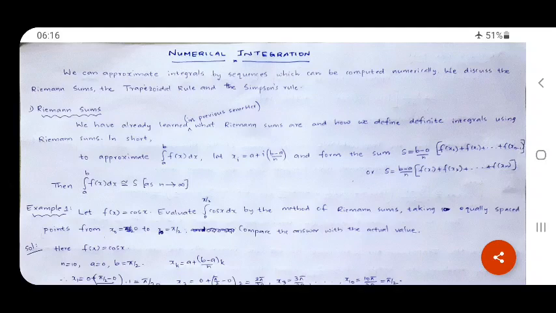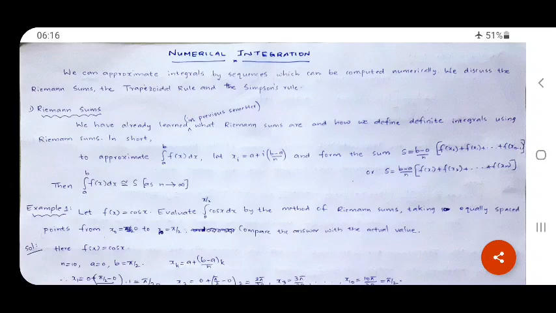Today we discuss numerical integration. Here we discuss the approximation of certain integrals by sequences. So the limits of sequences can be computed numerically, which we have already studied. We discussed three different methods: the Riemann sums, the trapezoidal rule, and Simpson's rule, in which the Riemann sums are familiar to you. You have studied it in the previous semester.